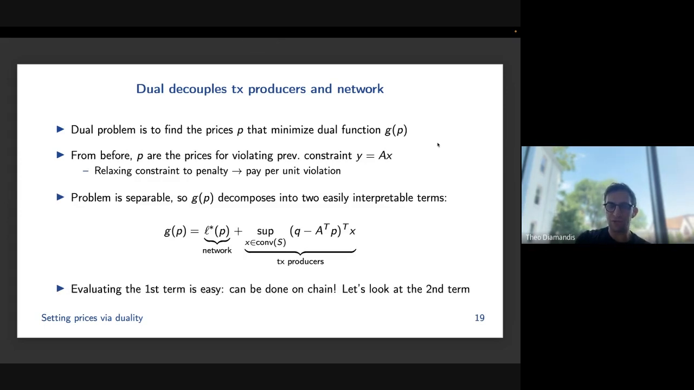The problem is separable. So G of P, the dual function, which is below, decomposes into two nicely interpretable terms. The first one is this L conjugate, evaluated at the prices P, and this is like the network term. The only thing to know about the conjugate function here is it's a very standard object in convex optimization. It's very often known in closed form, but you can think of it as being something that's easy to evaluate. So this can be done on chain. This is something where the computation isn't some huge overhead that you're imposing on people running full nodes. Then the second term is interesting.